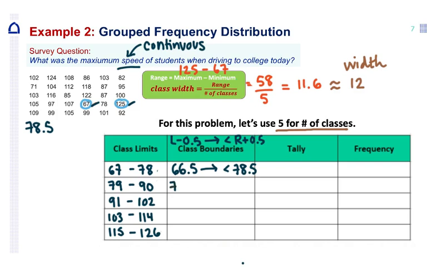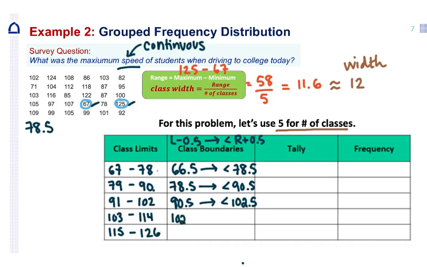The moment they hit 78.5, we'd put them in the second row, and we will take any speed up to 90.5. That's the upper limit, or this right limit, adding 0.5 to it. And again, it would go up to 90.499999, but the moment you hit 90.5 as a speed, it will be the third row, and this would be up to less than 102.5, and so on.